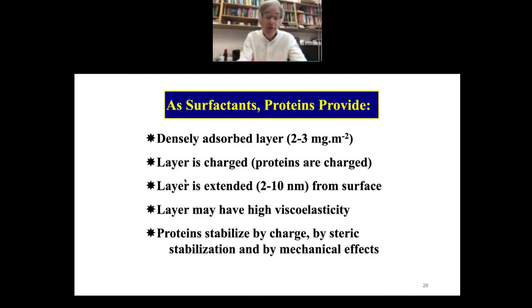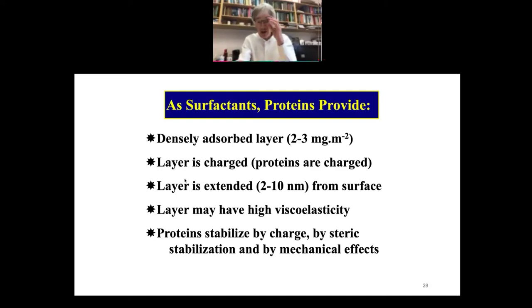So proteins, in summary, provide dense adsorbed layers. Oftentimes the layer is charged, especially if you've got a region that's highly negatively charged, for example, that can extend off the surface, and that then gives your emulsion droplet a net negative surface charge, which gives you repulsion stability, and that's a positive thing as well. The layer can be extended from the surface, and that gives you that steric stabilization property.